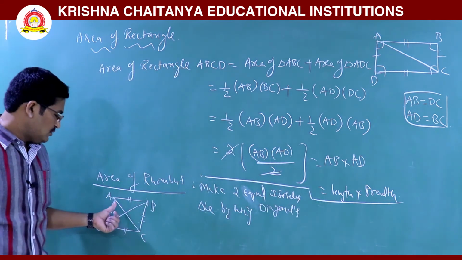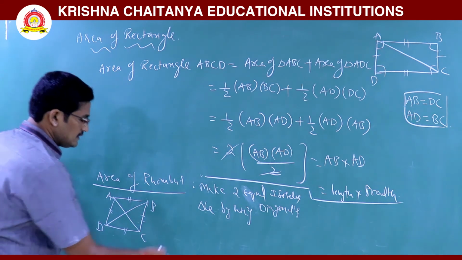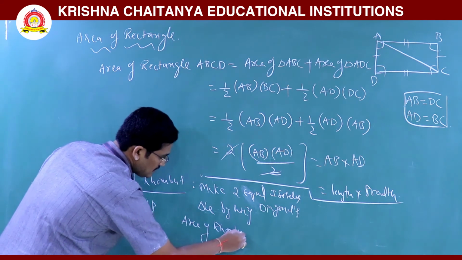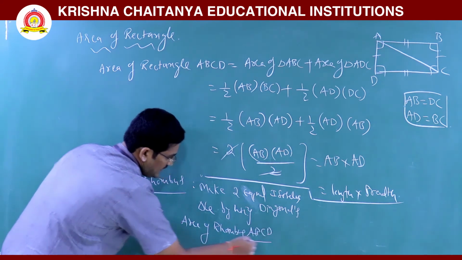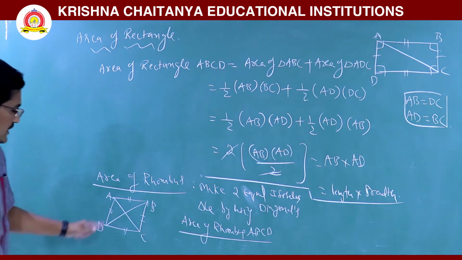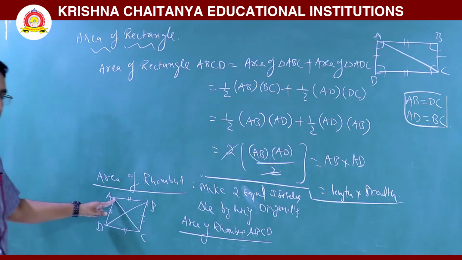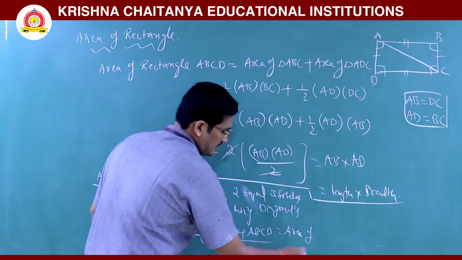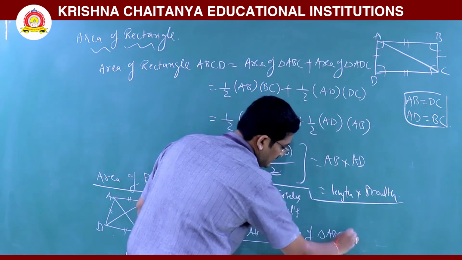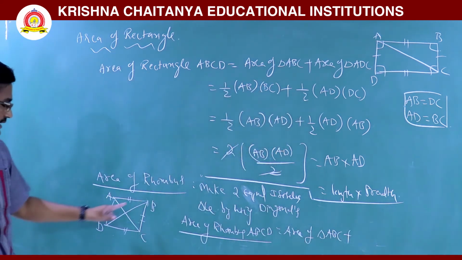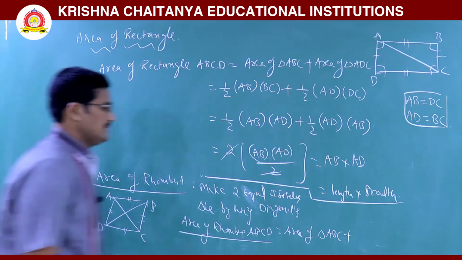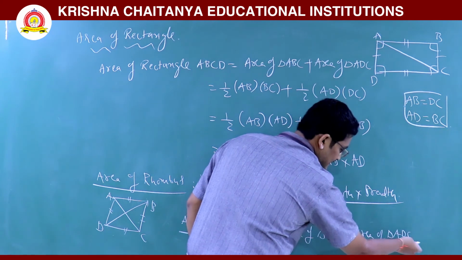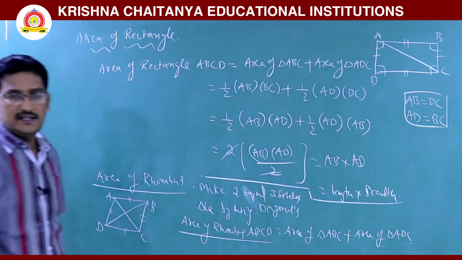Okay, see here. So now the area of rhombus ABCD is equal to the area of isosceles triangle ABC plus the area of triangle ADC. This is an isosceles triangle, this is also an isosceles triangle, you know.